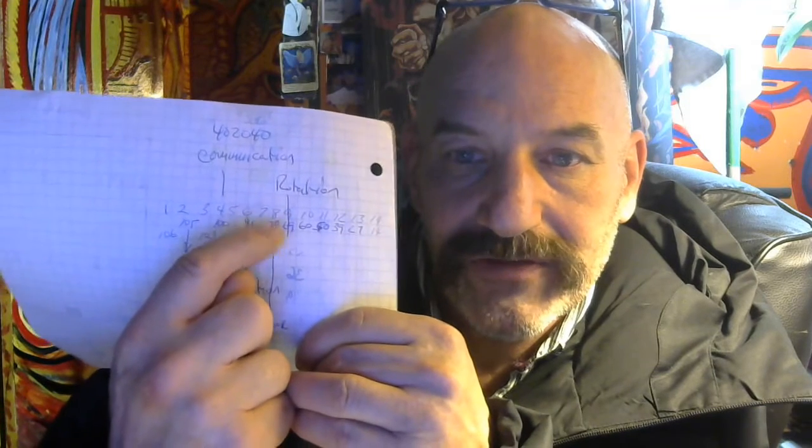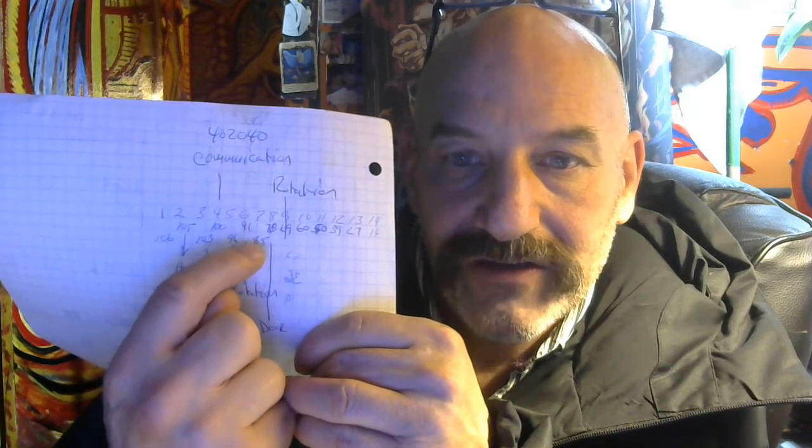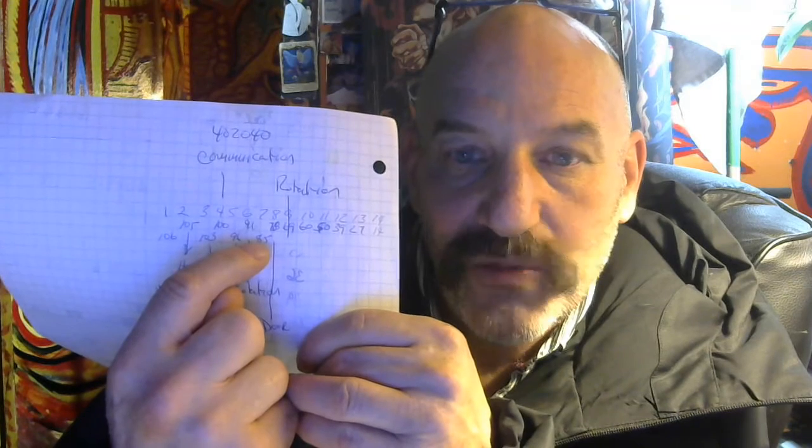This is Christ. 7 and 7 is 14. 1 and 4 is 5. This is 77. This is Christ. 77 and 7 is 81. That's Venus.